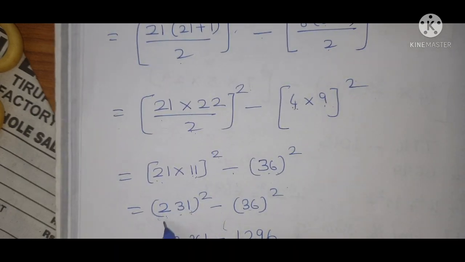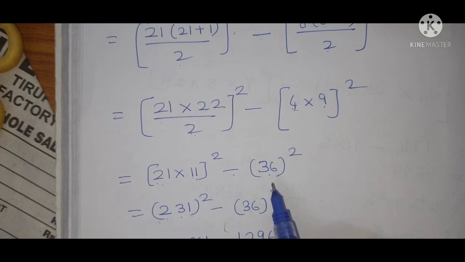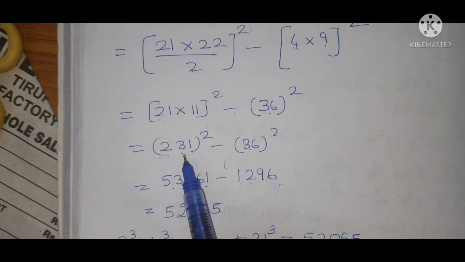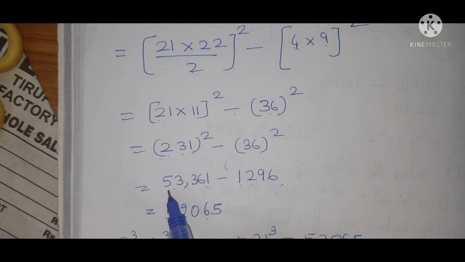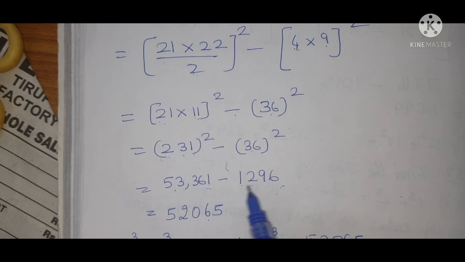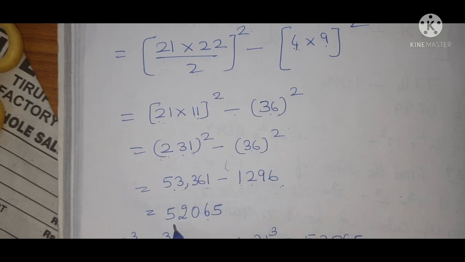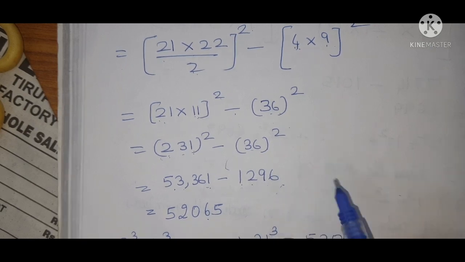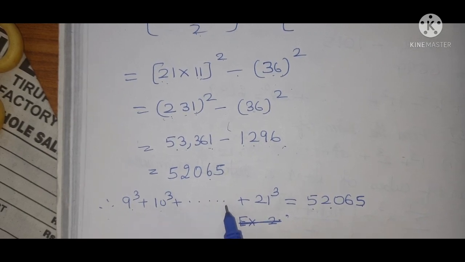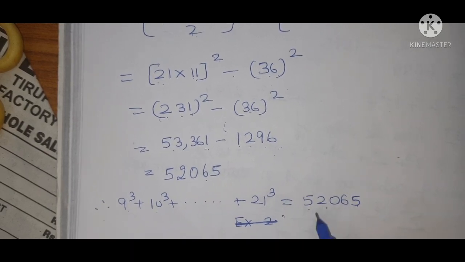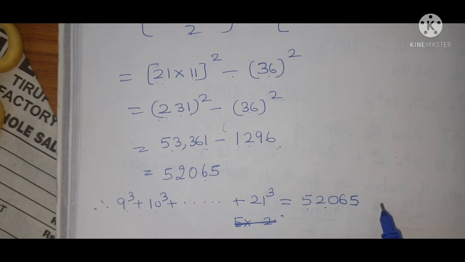21 into 11, 231 the whole square minus 36 square. 231 the whole square is 53,361. 36 square is 1,296. 53,361 minus 1,296, we get 52,065. Therefore 9 cube plus 10 cube and so on plus 21 cube is equal to 52,065.